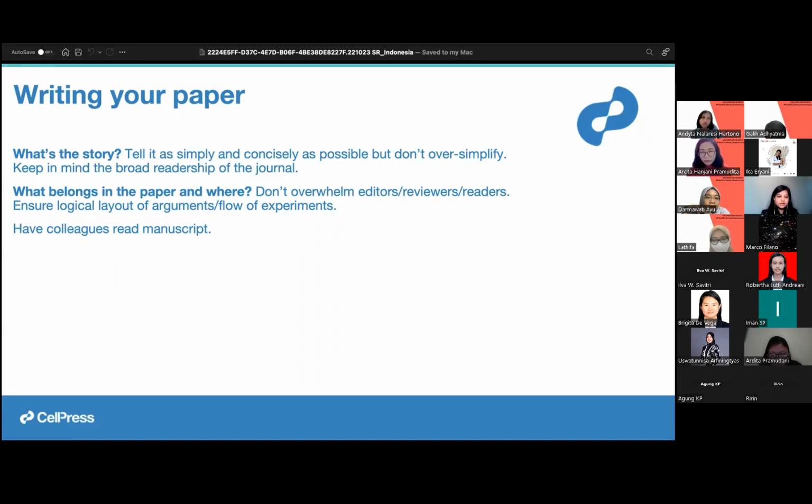First you set up by saying, okay, we decided to analyze this particular thing in that particular system, or we decided to test this drug in these patients. And then you move on to what you actually got.